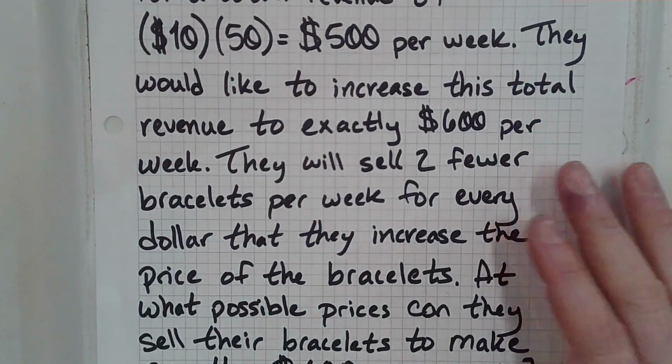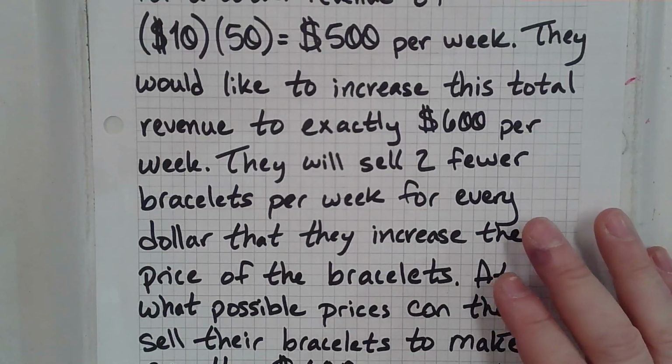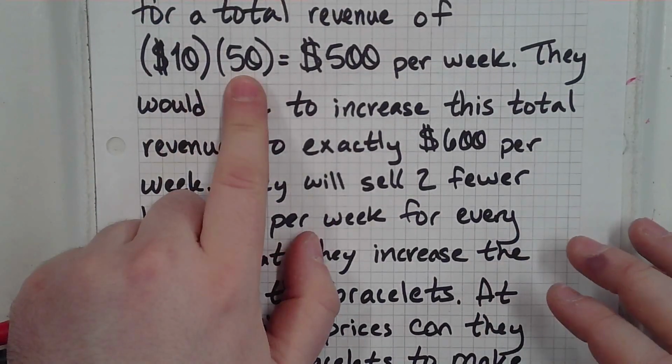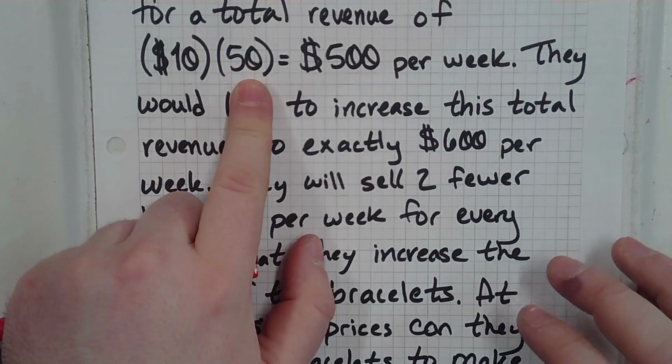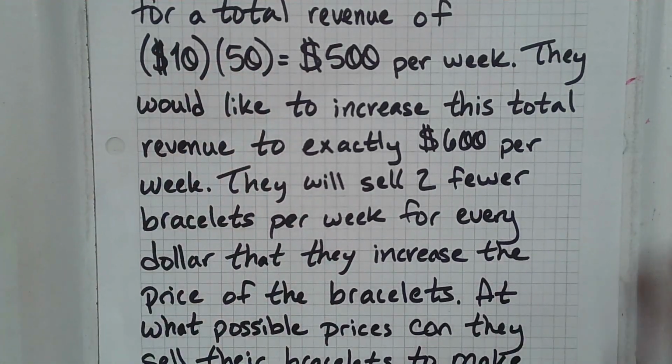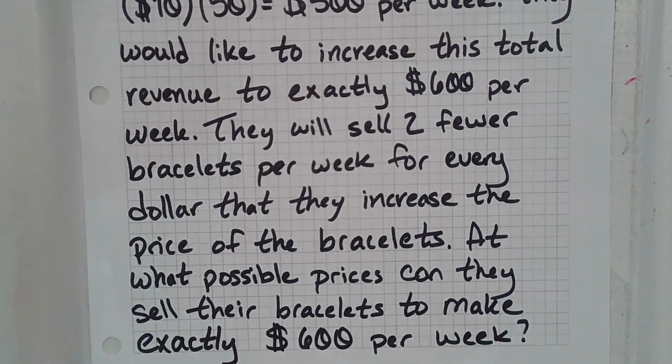And if they raise it $2, it'll be $12 a bracelet. They'll have lost 4 customers buying bracelets, so they'll get 12 times 46. So they want it to be exactly $600. The question is, what are the possible prices they could make the bracelets where they get exactly $600 a week? So this is a tough question, and I spent some time thinking about it myself, and the main principles of problem solving apply here.